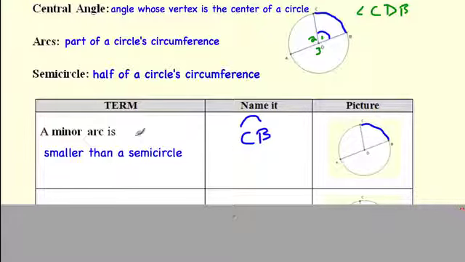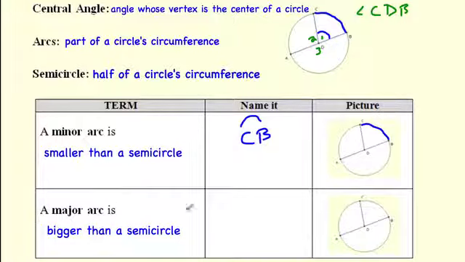So a minor arc is smaller than a semicircle. Remember, a semicircle is halfway around it. So what is a major arc? You guessed it. It's bigger than a semicircle. So that's less than that. Let's go bigger. So maybe I went from C, walked to B, but I went right past it, and I got to come all the way over here to A. See, I've gone more than half the circle.